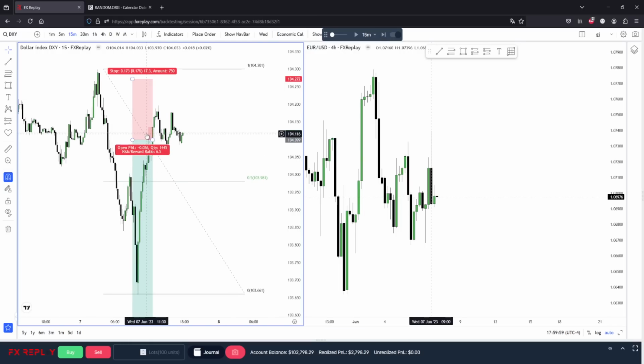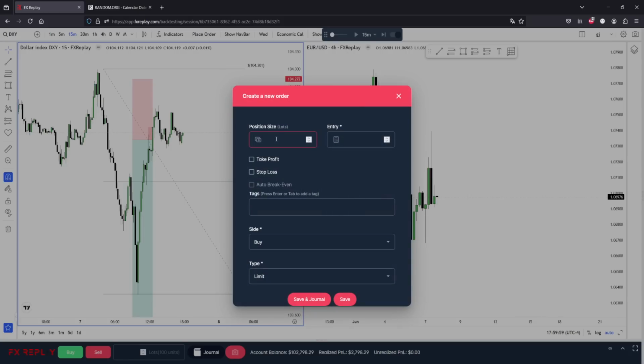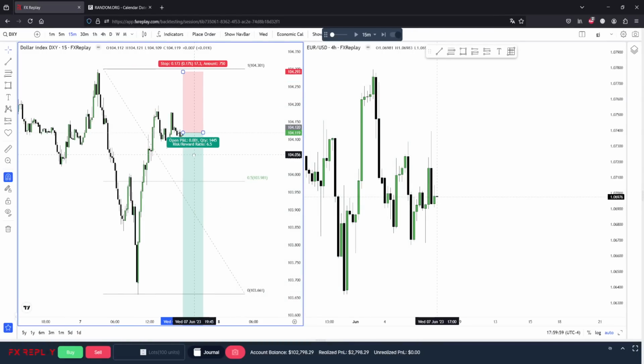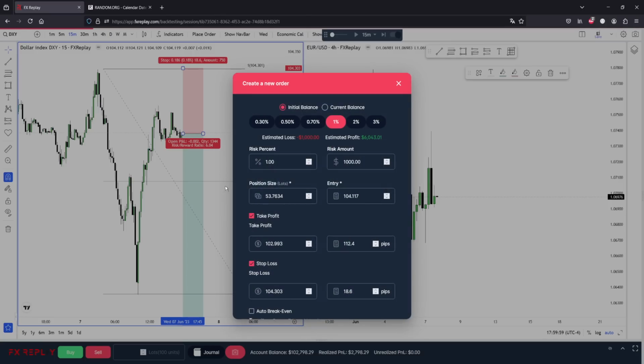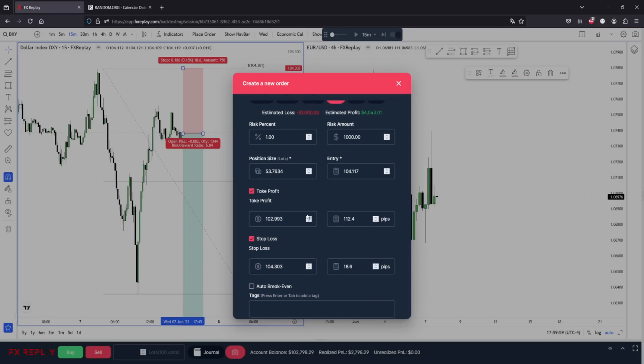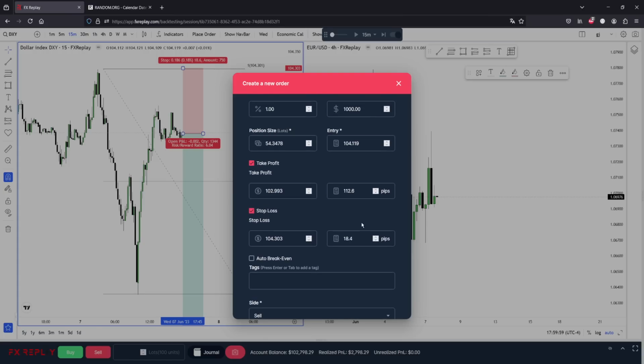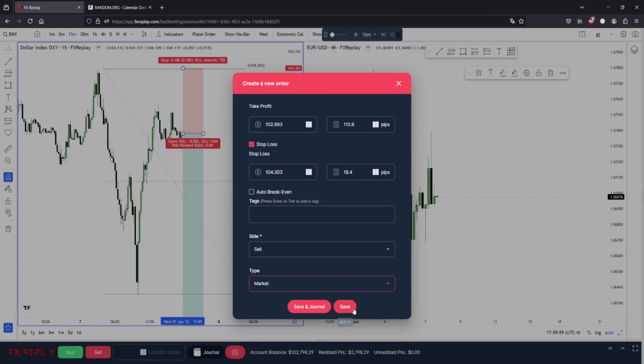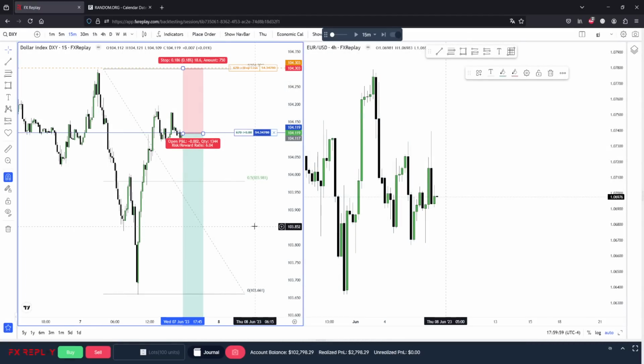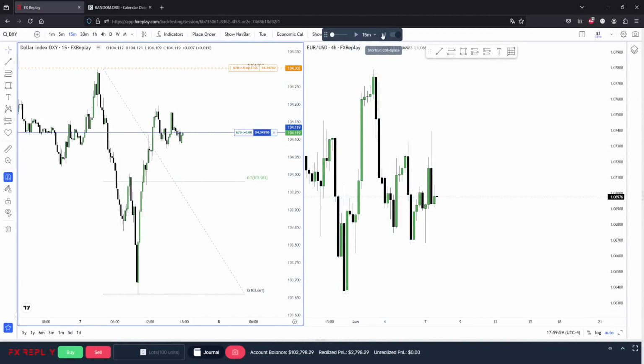Oh, I forgot to put in the limit. Okay, let me just execute right now. Market execute. Can I do that? Stop loss on the high. Forgot to place the order. Market. I think it's fine like this. Yes, okay. Let's see how this develops.